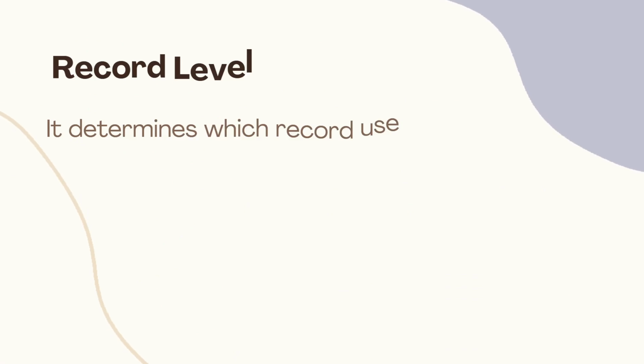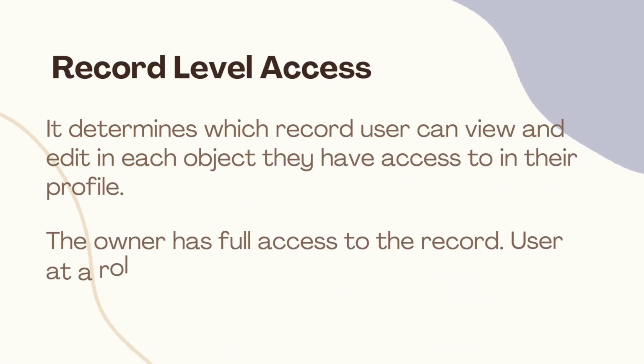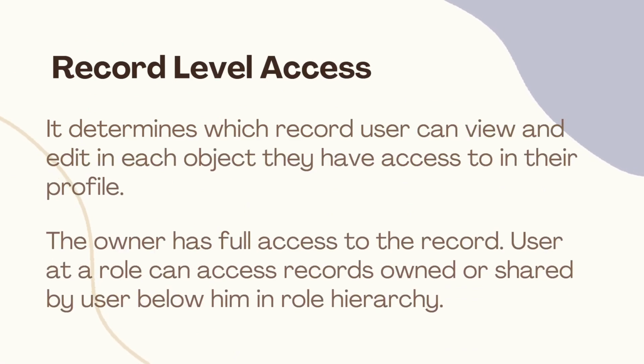Whereas record level access determines which records a user can view or edit in each object they have access to from their profile. So object level access, we understood, is given by profile and permission set. But record level access is another level of security imposed by Salesforce. The owner of a record has full access to their record, but how can users access records which are not owned by them? That we will be seeing in a couple of minutes.